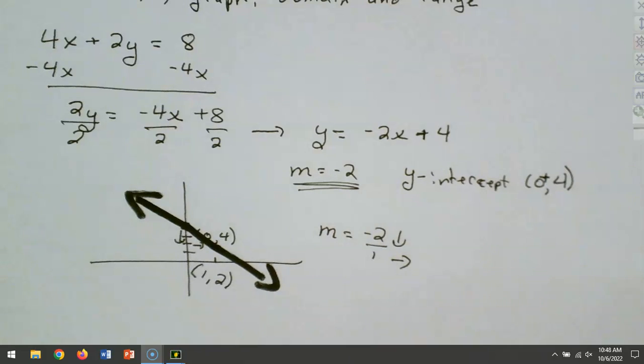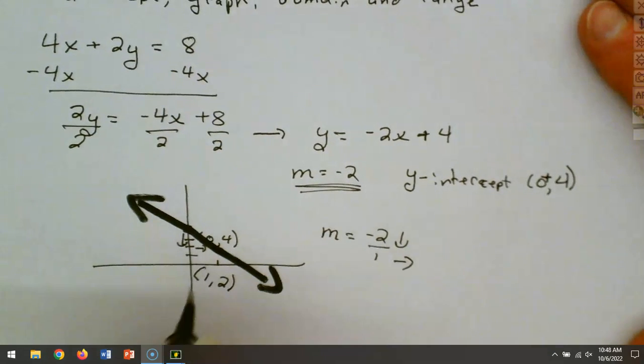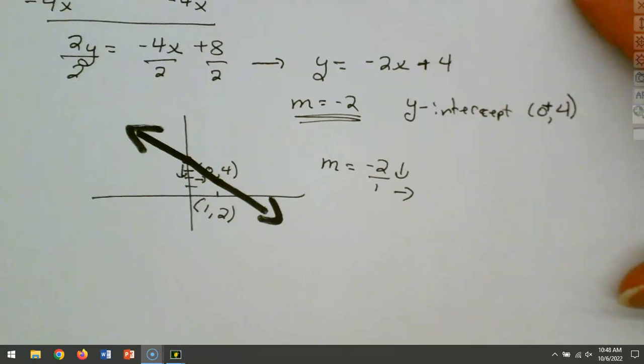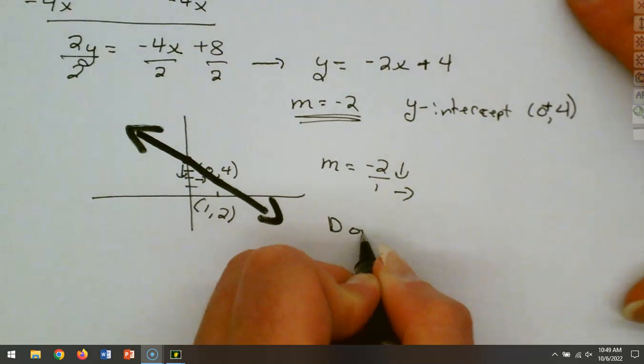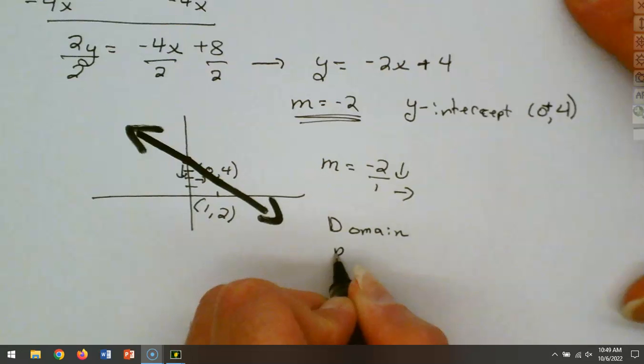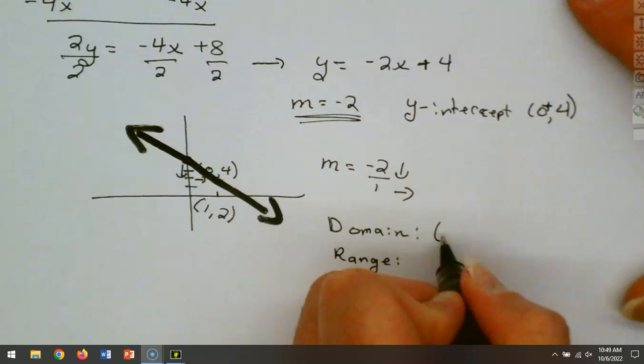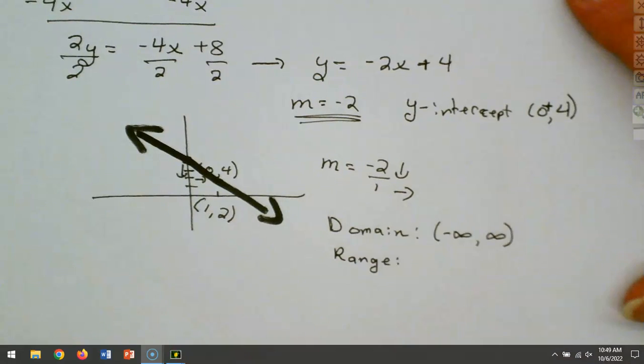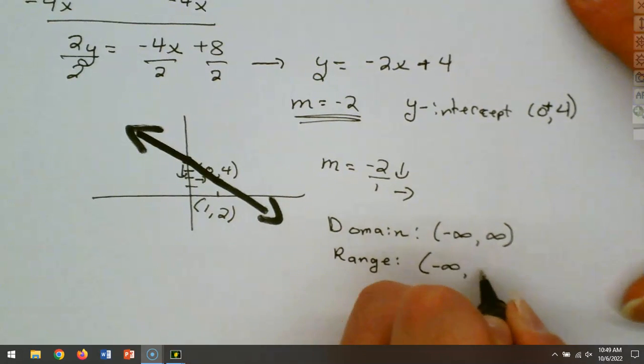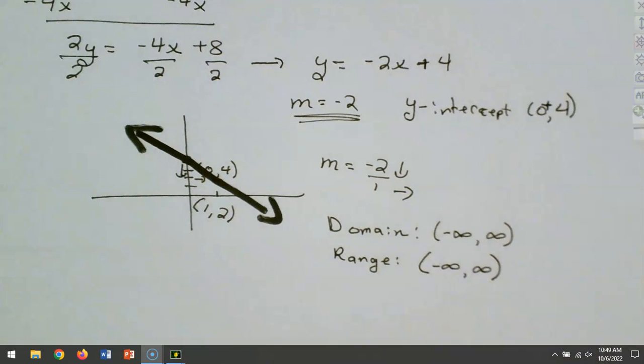And what would the domain and range be? Does anyone remember? Well, the domain would be negative to positive infinity, right? And range is going to be the same what? Same thing. And I know you've done these in previous courses. Solve it for y. Find your slope, your y-intercept, plot your y-intercept, find your second point, connect them together.